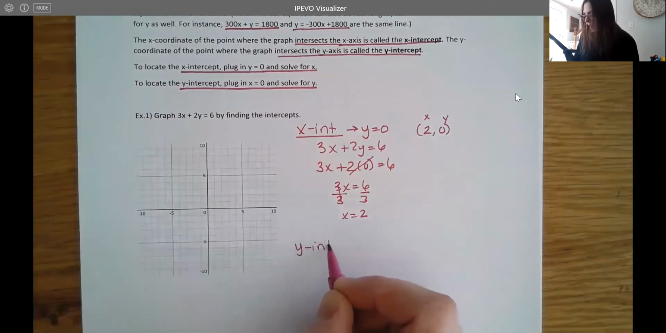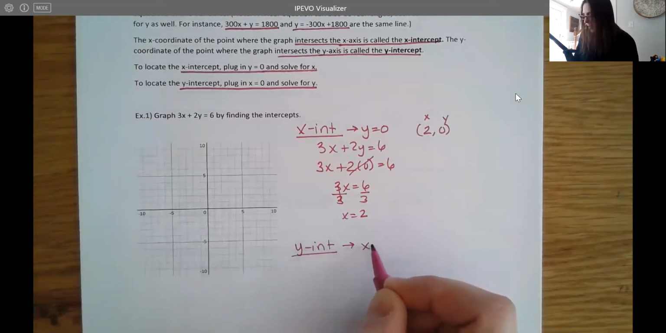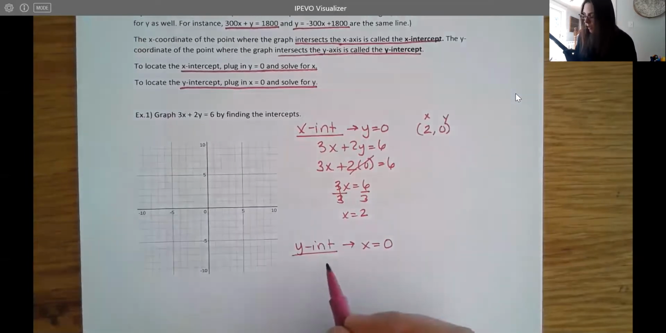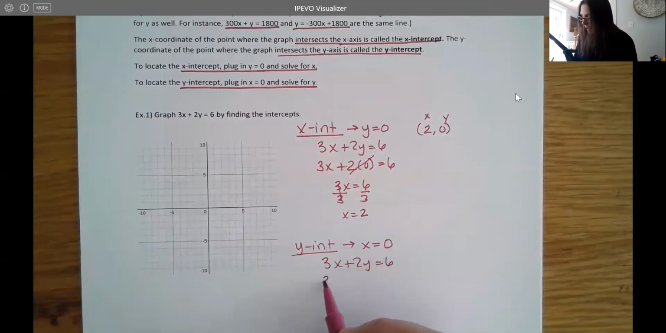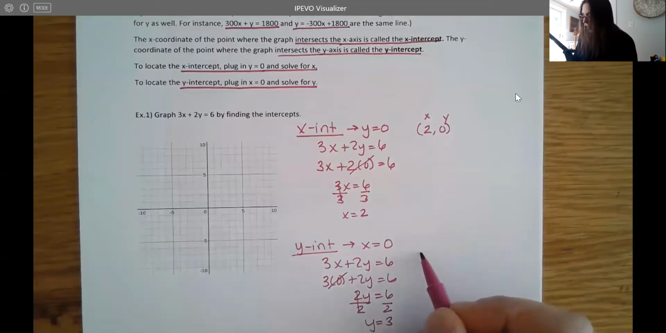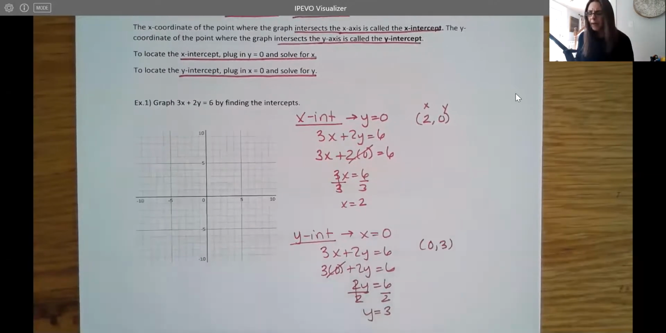And then for your y-intercept, we can do the same thing, but we plug in x equals 0. So I go back to my equation. I plug in 0 for x. Again, that's going to cancel out because 3 times 0 is 0, and then I just have 2y equals 6 left. And I divide both sides by 2 to get y equals 3. So my y-intercept here is the point (0, 3). But again, sometimes we'll just read it as 3.